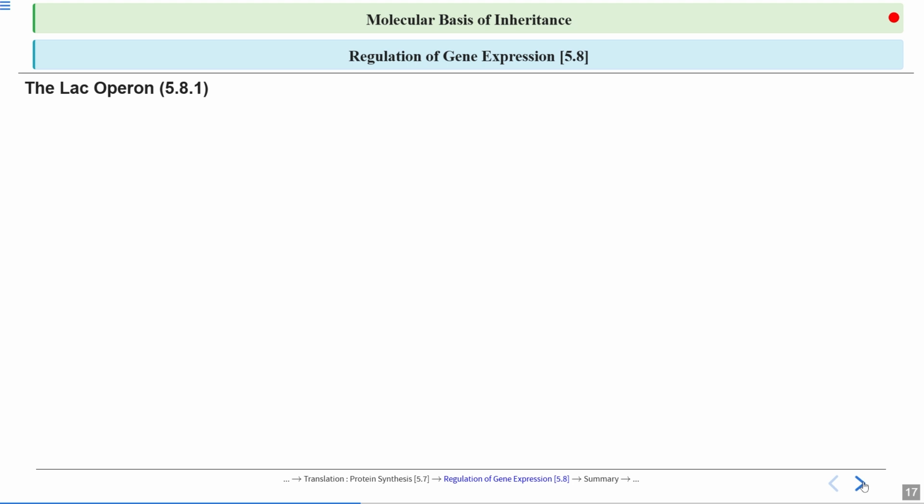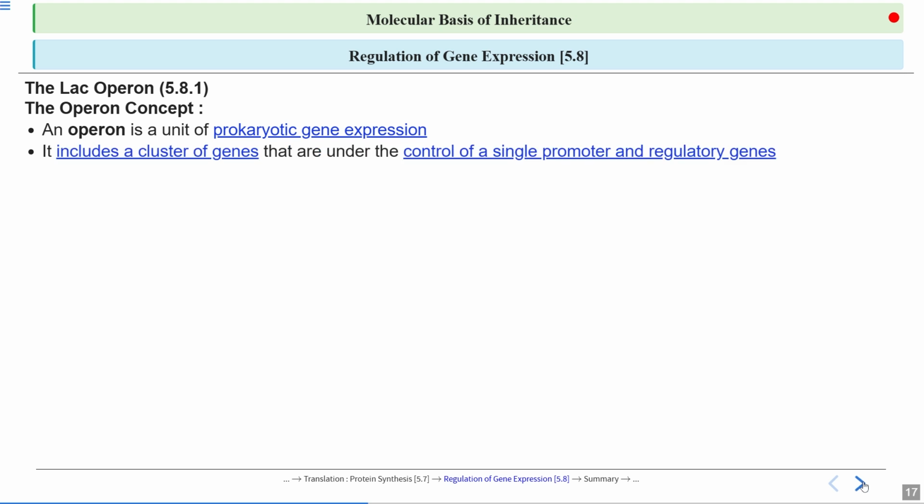So now let's talk about the lac operon. This is NCERT section 5.8.1. So what is this operon concept? As I told, an operon is a unit of prokaryotic gene expression. It includes a cluster of genes that are under the control of a single promoter and regulatory genes.